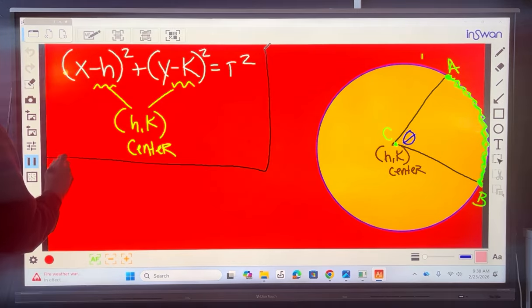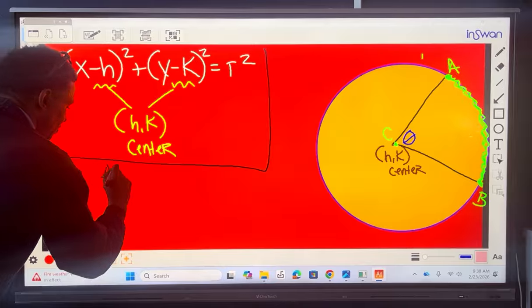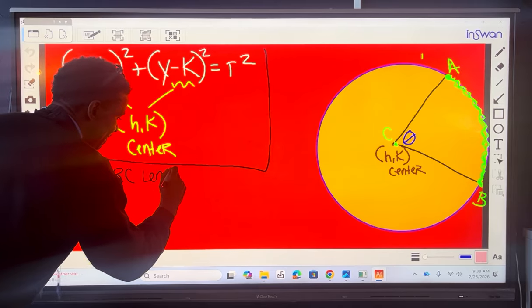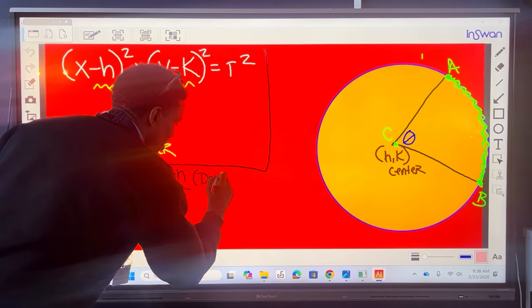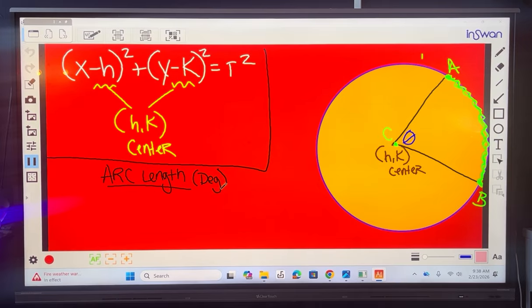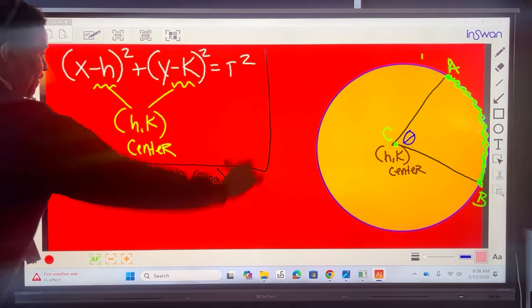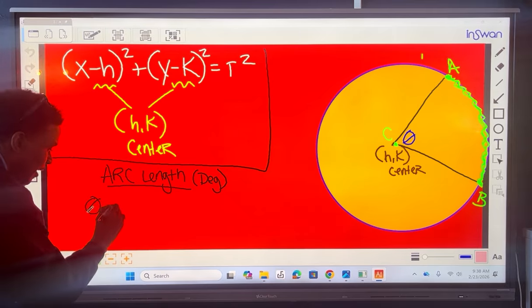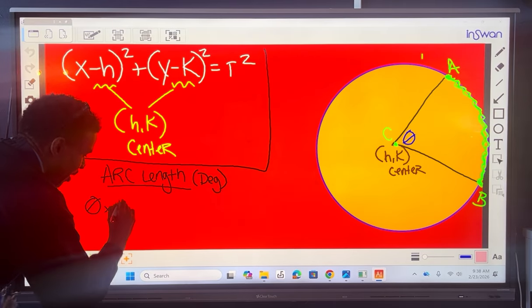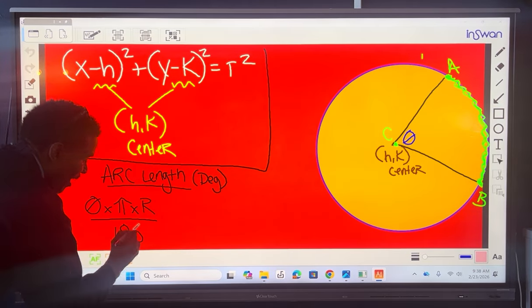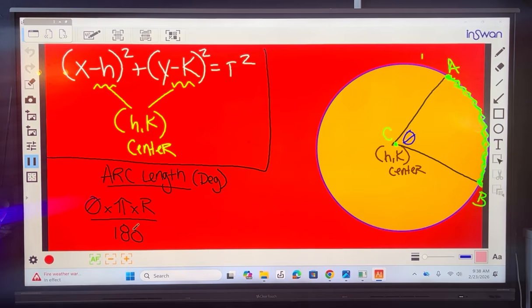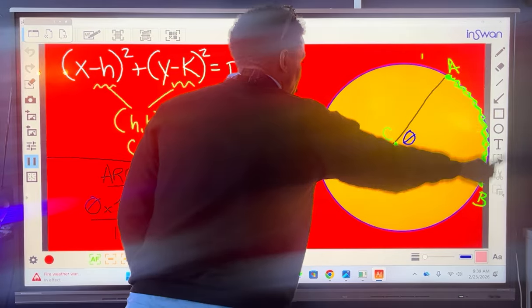That was the equation of a circle. You had the arc length formula. Who remembers that? In degrees. Don't worry, it's only in your notes. What do we call degrees in this case? Theta. Theta times pi, times radius, divided by what? 180. That's why y'all carried on that test. That's what's up. So look, that will give us the arc length.